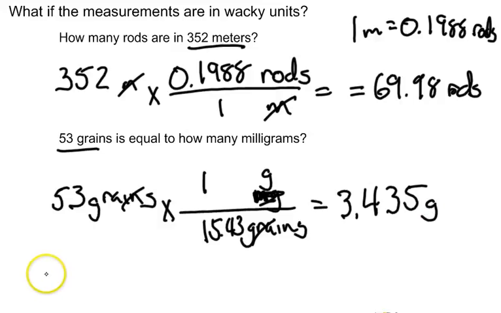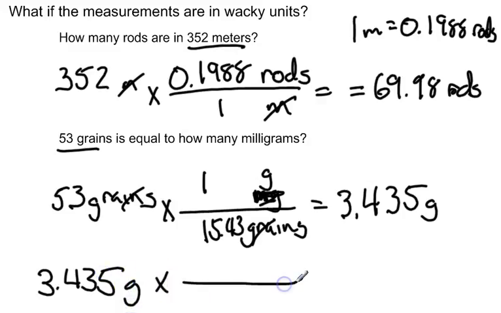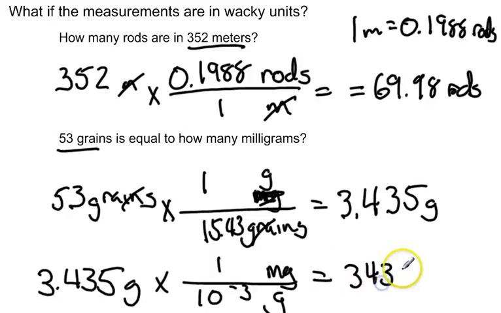We can say 3.435 grams, and we can X-line it again. We want to go from grams to milligrams, and now this is looking up in the book. You look up on page 26, and you see that 1 milligram equals 10 to the minus 3 grams. Because this is on the bottom, that shouldn't throw you for a loop. You do the math, and you get 3,435 milligrams as your final answer.